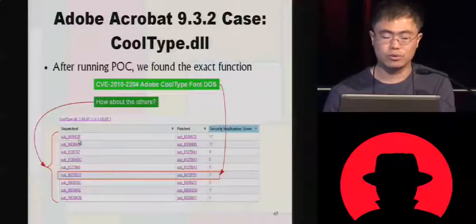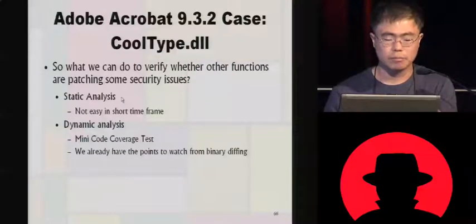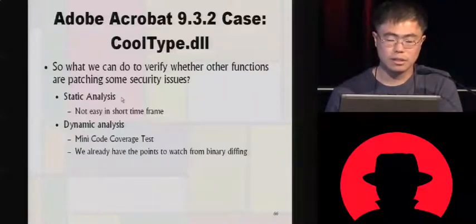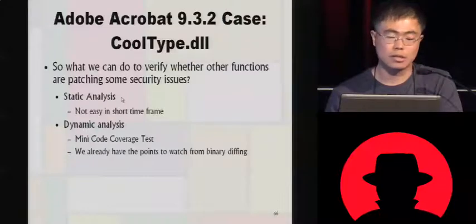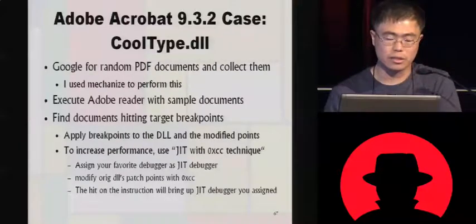So how can you exploit these other functions? Maybe you can use static analysis, but it's not easy because it's using a lot of C++ code, and it's kind of hell to analyze all of them. So you use dynamic analysis here. I call it a mini code coverage test.